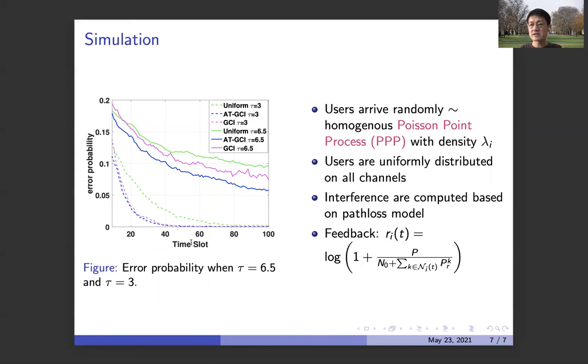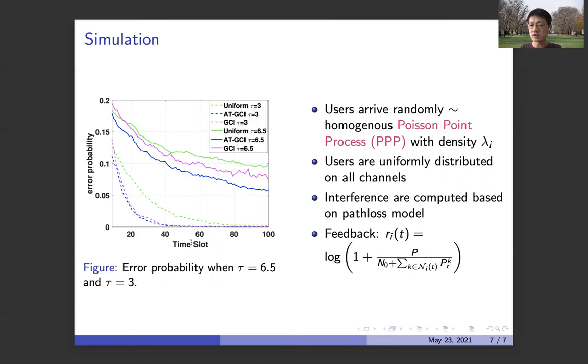With this very simple simulation setup, as you can see from the figure, we have two different variables. First of all, two different thresholds of tau, 6.5 and 3. For both of them, you can see the uniform algorithm, which basically looks at the channels uniformly, one by one. This is what we do today, basically doing channel sensing, right?